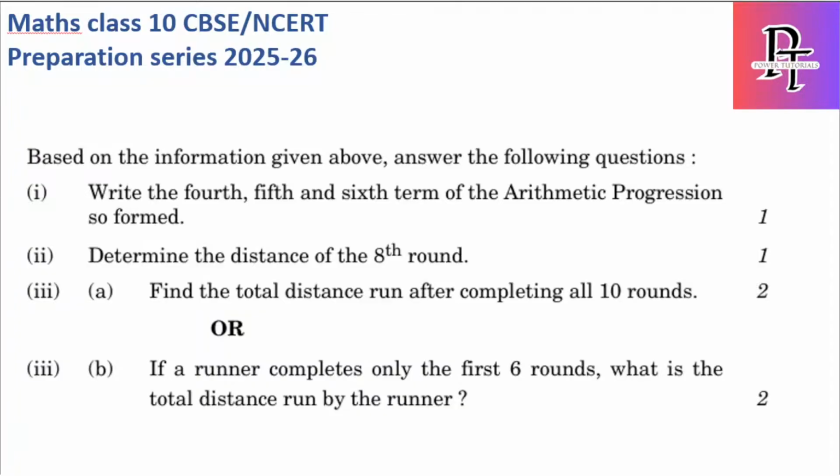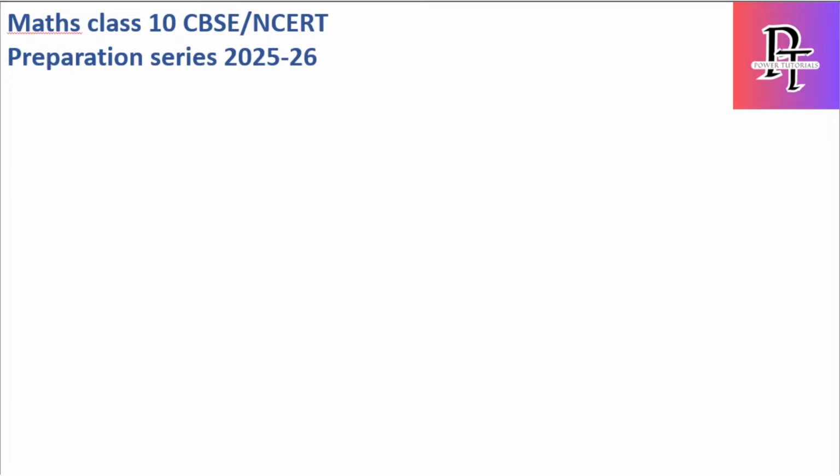find the distance run after completing all 10 rounds. So here they're not asking for the 10th round, they're asking for the total rounds. I mean for 10 rounds in total, how much distance they have traveled. So for this you have to find Sn, not Tn.